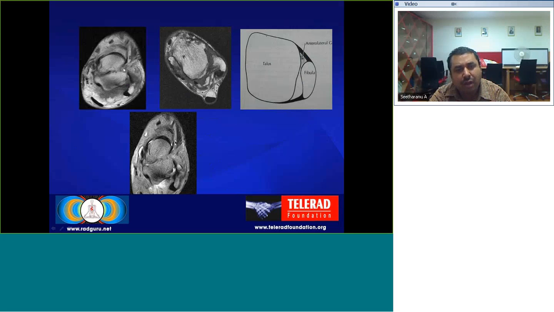These are the images. The axial image at the level of the anterior talofibular ligament demonstrates some scar tissue in the region of the anterolateral gutter, just adjacent to the anterior talofibular ligament. The same findings are seen in this image also, the scar tissue.